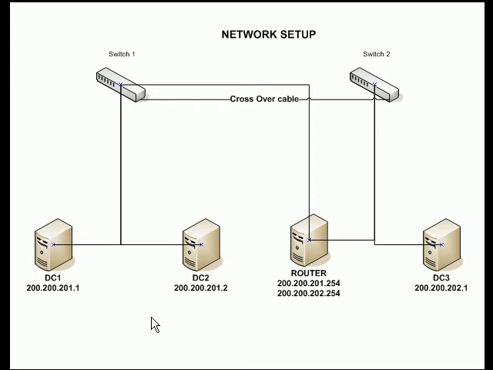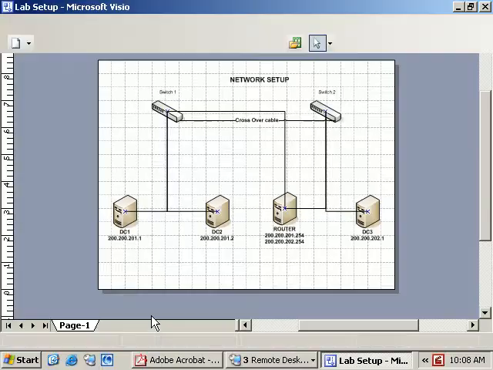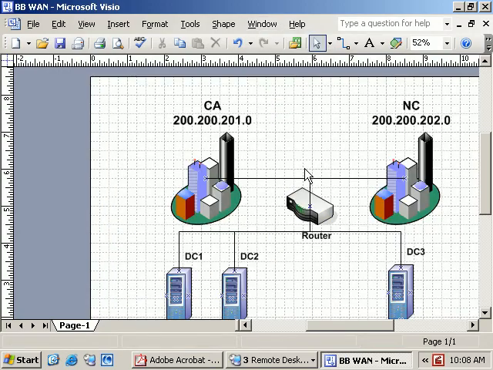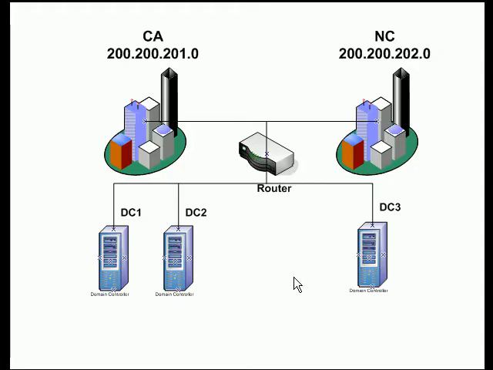What we need to do is map this to the logical layout, and here's what the logical layout looks like. I'm going to take you to another figure over here that I have drawn for the benandbrady.com network. Here's physically how the benandbrady.com network looks. There are two different geographical locations, also known as sites. One location is California, and at the California location, the network ID will be 200.200.201.0. At the North Carolina location, the network ID is going to be 200.200.202.0.